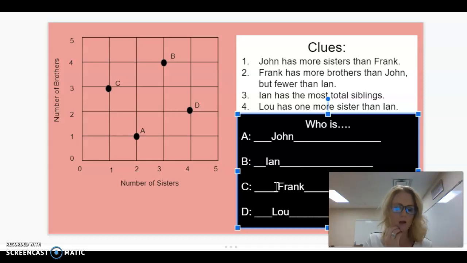Now that I've got all my answers filled in, I always go back to reread the clues to make sure I have them correct. John has more sisters than Frank. So A and C, yes. Frank has more brothers than John. Yep, yes. But fewer than Ian. Yep. Ian has the most total siblings. And Louis has one more sister than Ian. Yes, looks like we got it correct.